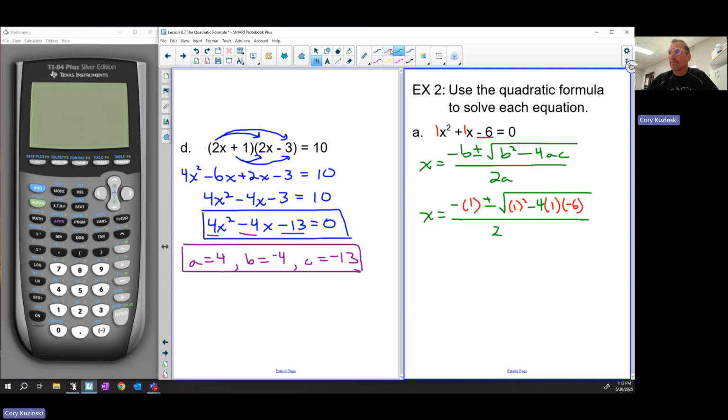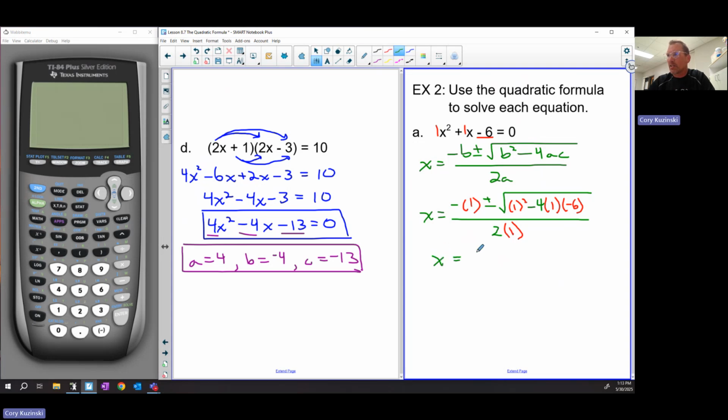All over 2 times a. And we know that a is 1. There we go. That's it. Now, if I just start simplifying this equation, I'm about to find the roots of this equation, and I'll prove it with a graph here in a second. But, all right, here we go. Let's go.